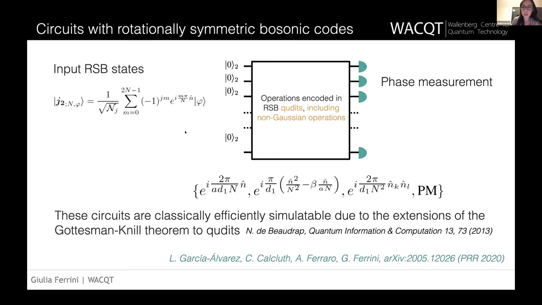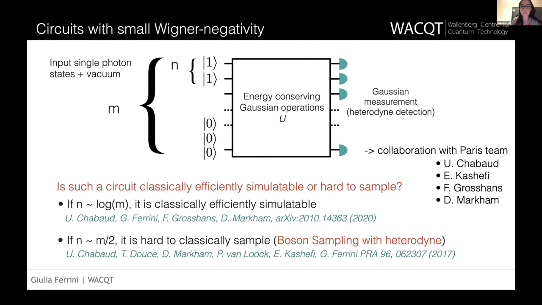Okay, so this is almost the end of the talk. As I promised in the beginning, I just have one remaining slide on a parent result. How do you say this in English? A relative, a connected result. It's always in the stream of ideas of what is simulatable or not when you take a Gaussian circuit and you plug some non-Gaussian state in the input. Here, with the Paris team, we were looking at circuits where you have some input single photon states and the rest of the circuit is Gaussian.